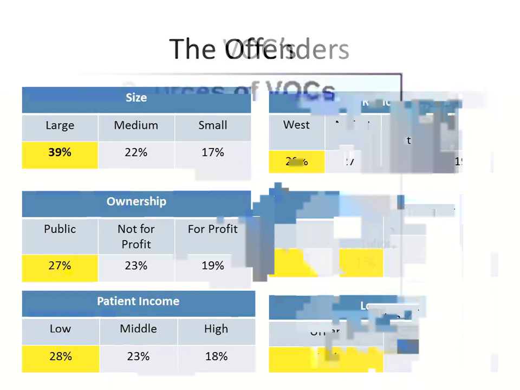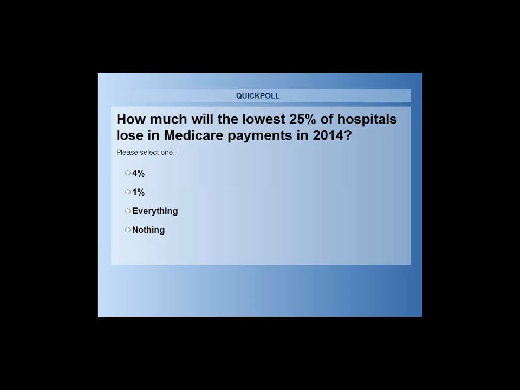All right, first poll question. Ryan? All right, here we go. First poll question. I'm going to go ahead and launch it now. The question is, how much will the lowest 25% of hospitals lose in Medicare payments in 2014? 4%, 1%, everything, and nothing. So we'll give it a few seconds here, let everybody get a chance to vote.